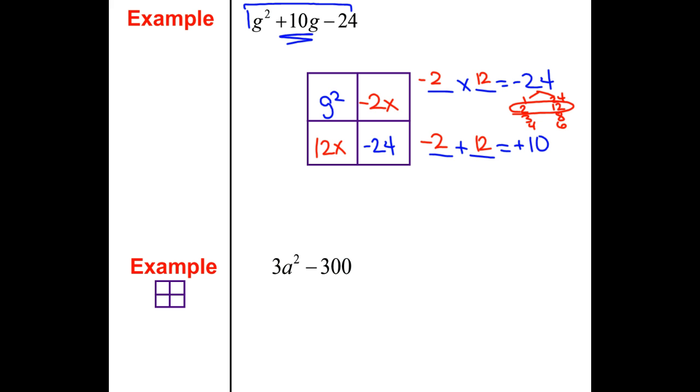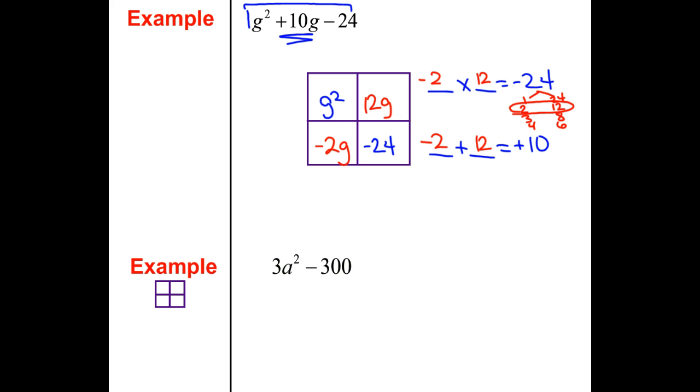Now again, we pull out the greatest common factor of each piece. Sorry, these aren't x's. These should be g's. I don't know why I made them x's. So negative 2g and positive 12g. Yep, I flipped them around. Sorry about that. Now we're going to find our greatest common factor from each piece.